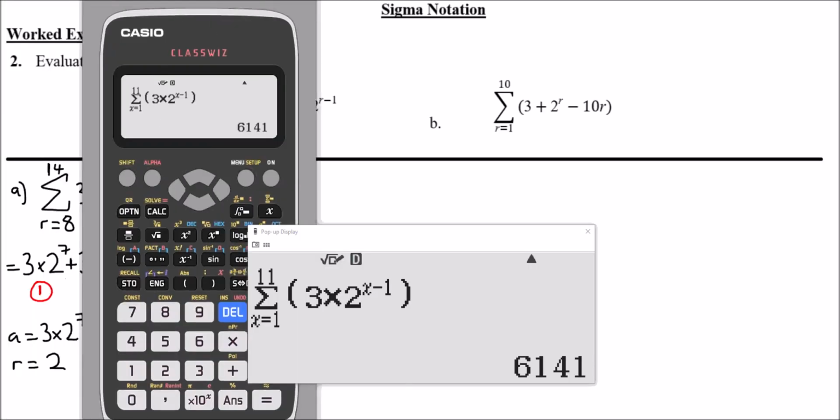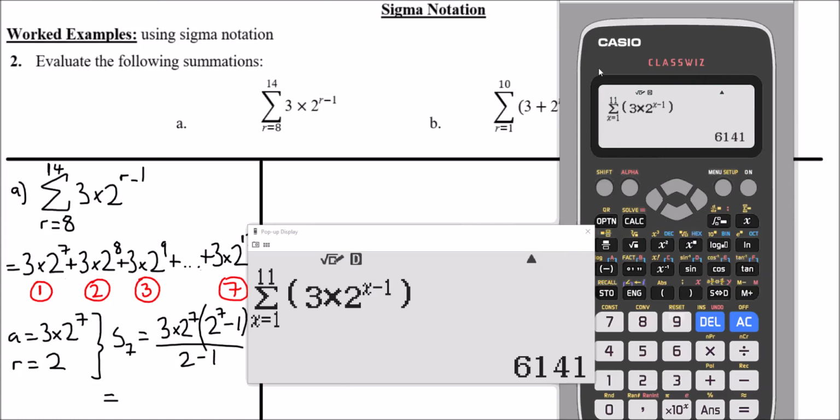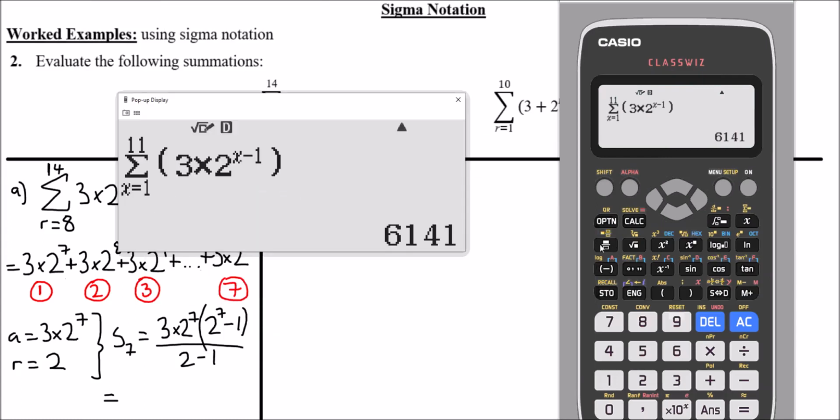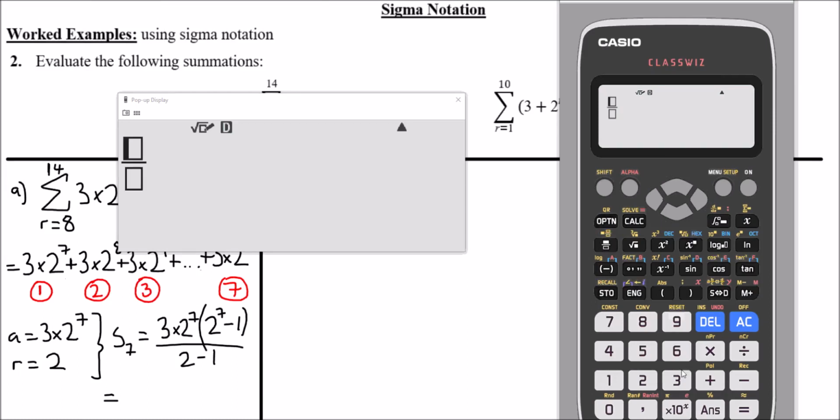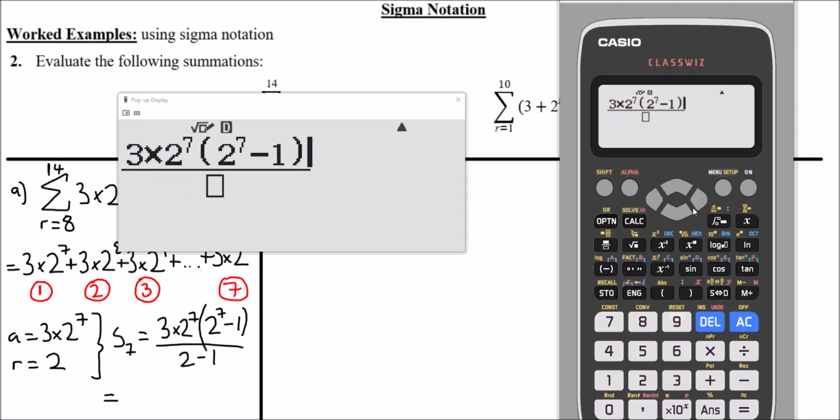So let's try this one now, and see what we get. So we're going to have 3 times 2 to the 7 on the top, and brackets 2 to the 7, subtract 1, all over 2 minus 1. May as well just write it as I've written it in real life, why not? I get this, I get 48,768.